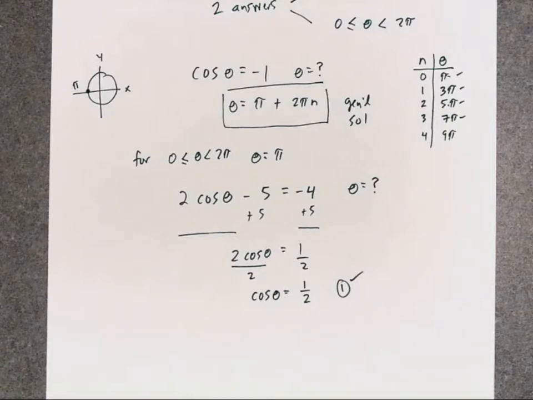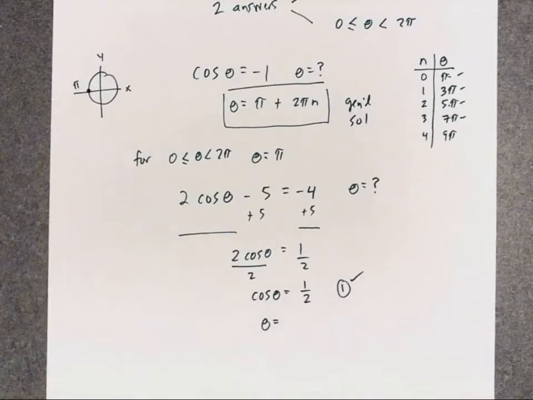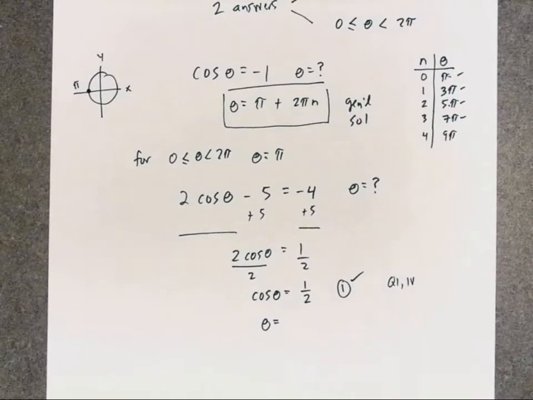Now the second step is to look at this and to start determining the angles for theta that would be a solution. So here we go. I'm looking for an angle where the cosine equals 1/2. So I'm thinking of my unit circle, and I realize the cosine's positive. So I'm going to be in quadrants 1 and 4.